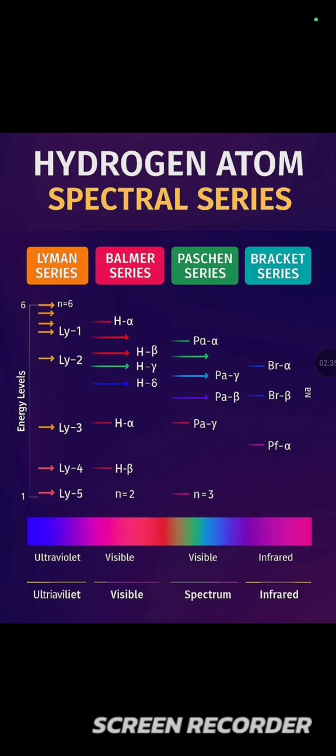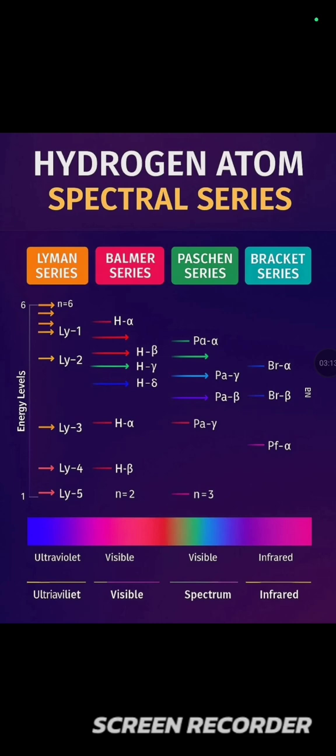The second one is the Balmer series, where the electron falls to n1 equals 2. This is the only visible series of hydrogen, in the range of 400 to 700 nanometers. Then we have Paschen, where the electron falls to n1 equals 3. Here we get an infrared spectrum, because the energy gap is smaller, so it gives lower energy.